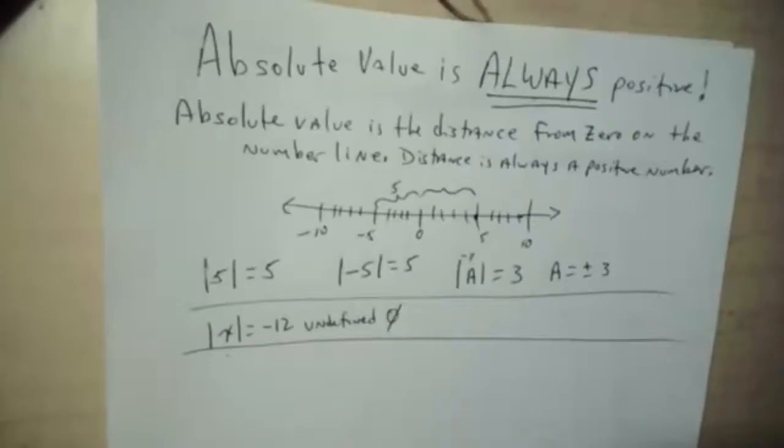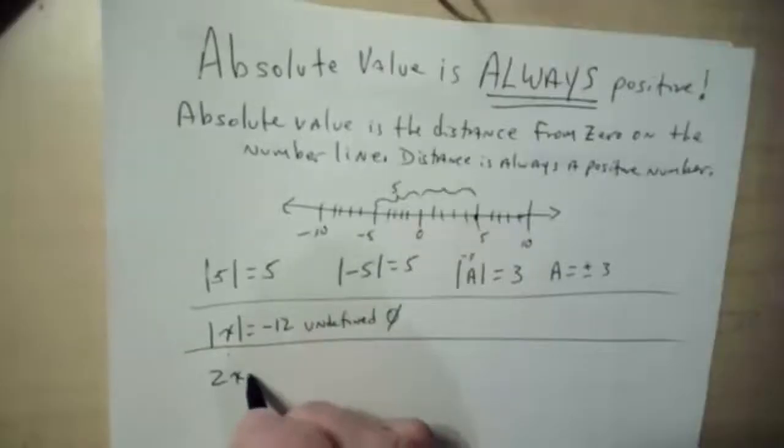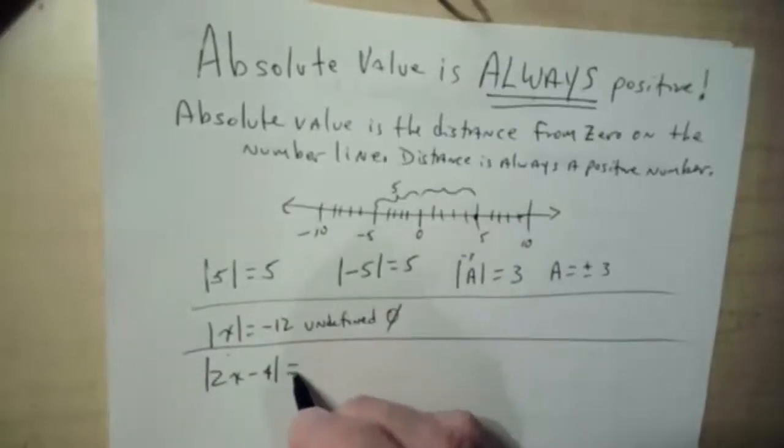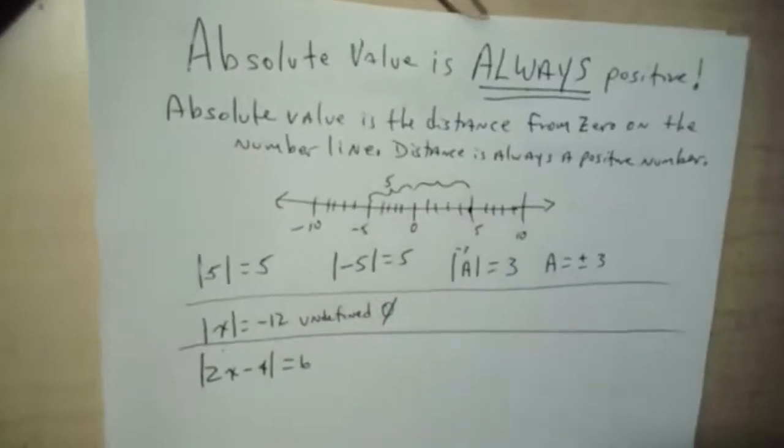Now, if we have 2x minus 4, the absolute value of 2x minus 4 equals 6.